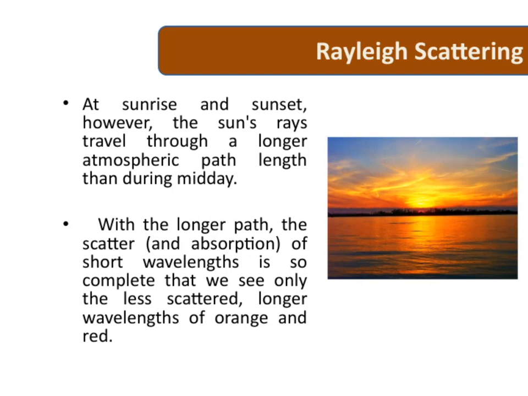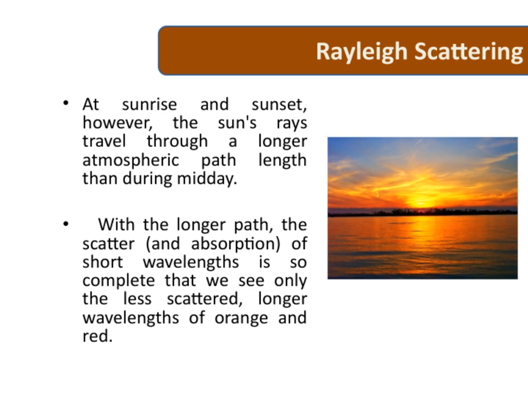Today, let's explore how Rayleigh scattering affects the colors we see at sunrise and sunset. When the sun is near the horizon, its rays have to pass through a much longer stretch of Earth's atmosphere compared to midday. This longer path means the atmosphere has more opportunity to scatter and absorb the shorter wavelengths, like blue and violet. As a result, these colors are scattered out of our line of sight.